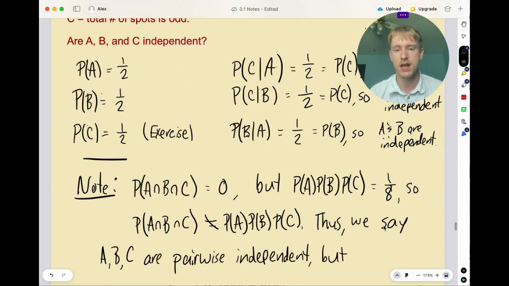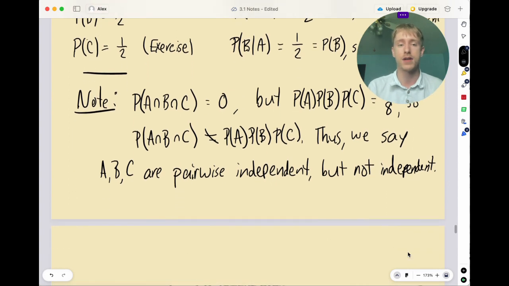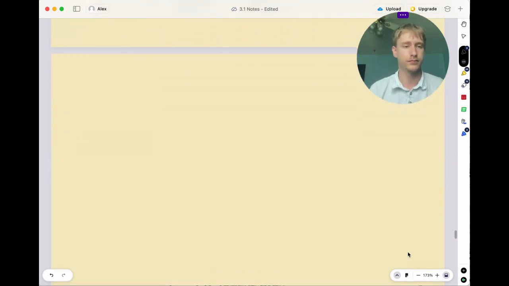Okay, but it doesn't feel right to say that they are independent themselves. And I know that, again, I haven't really defined independence for 3 events, but hopefully this example motivates the following definition. Okay, so definition. Let's be more general about it now.